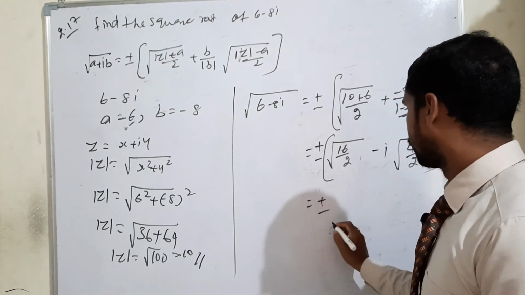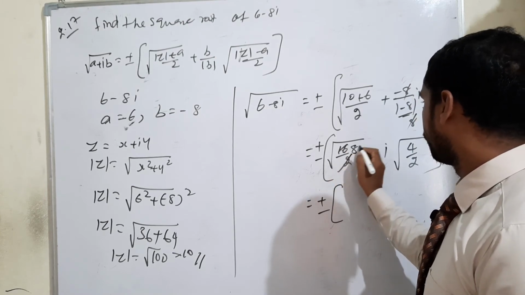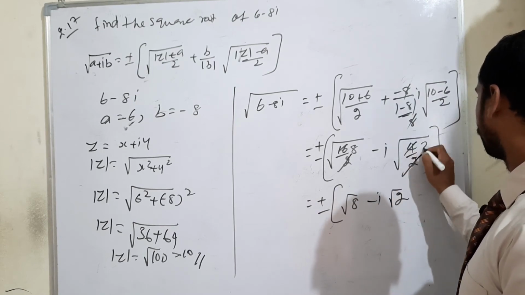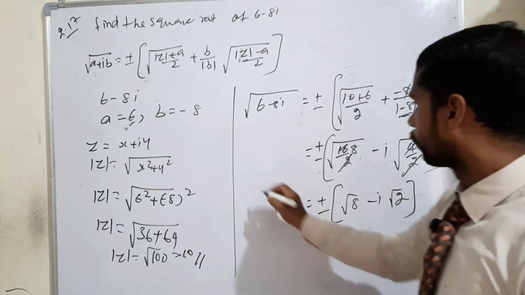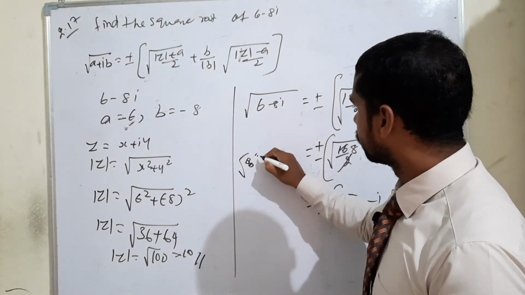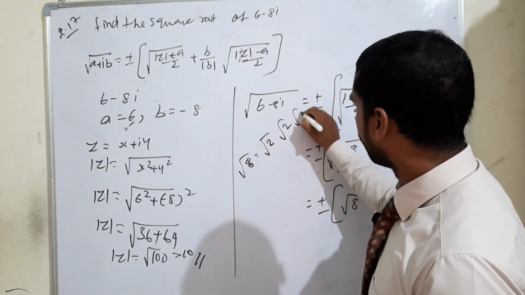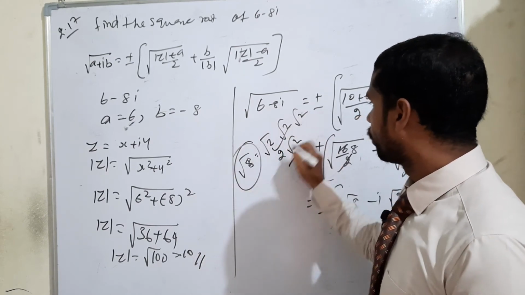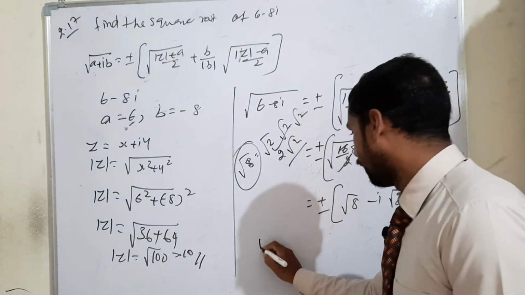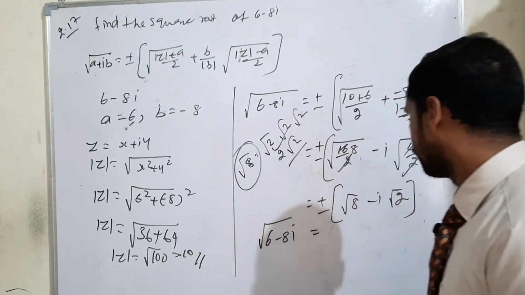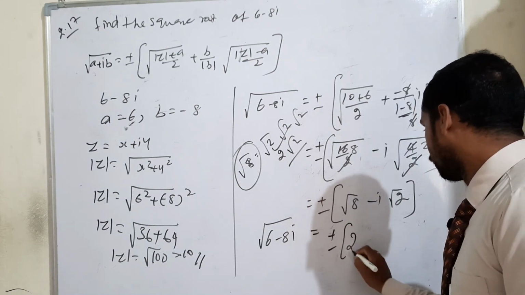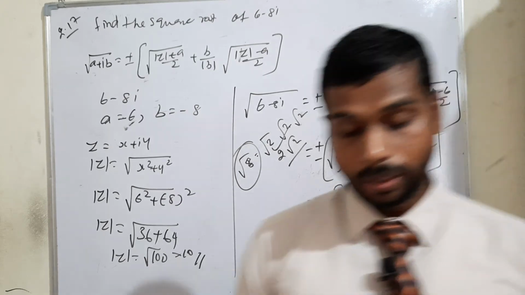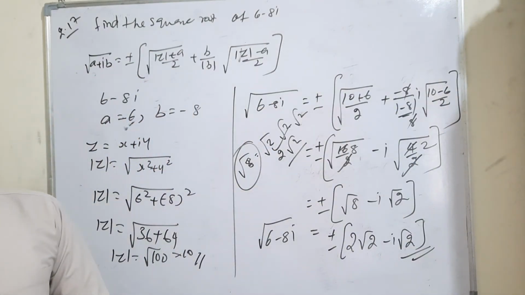Then plus or minus square root of 16 by 2, which is root 8, minus i, and there only root 2 will come, because 4 and 2 divide. Then what is the meaning of root 8? Root 8 means root 2 times root 2 times root 2, so one root 2 pair we can take outside, so 2 root 2. Instead of root 8 we can write 2 root 2. Therefore, the final answer: square root of 6 minus 8i is equal to plus or minus, 2 root 2 minus i root 2. This is our answer. Okay, one of the important questions.